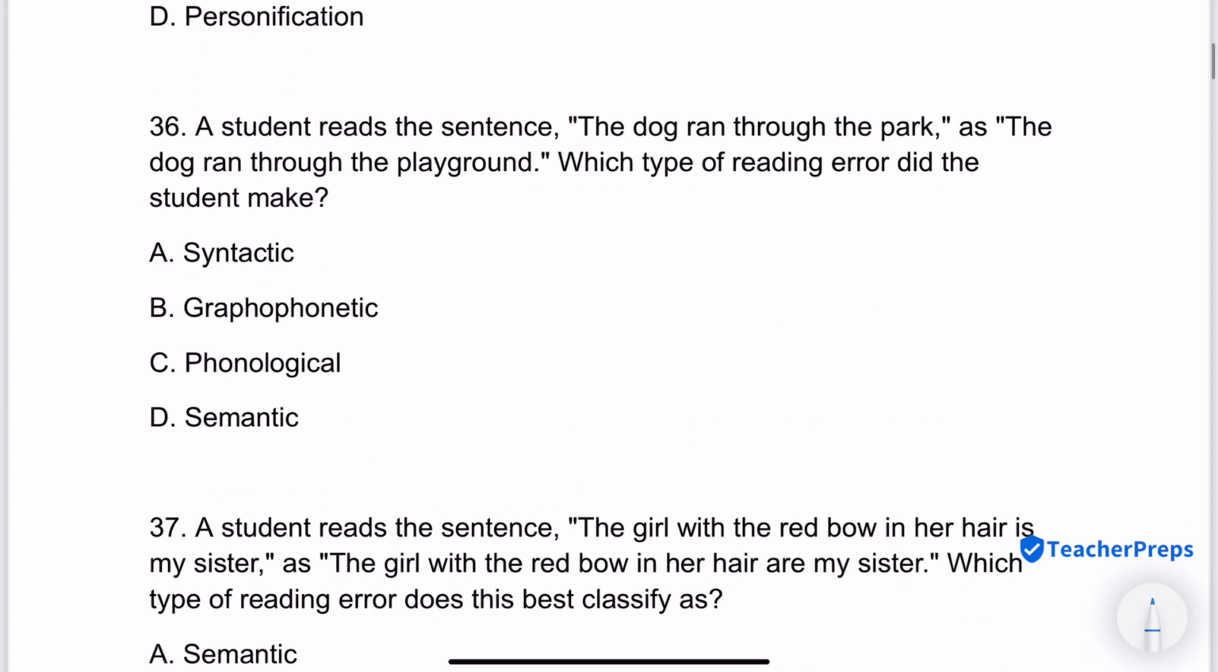Moving on to question number 36. A student reads the sentence, the dog ran through the park, as the dog ran through the playground. Which type of reading error did the student make?